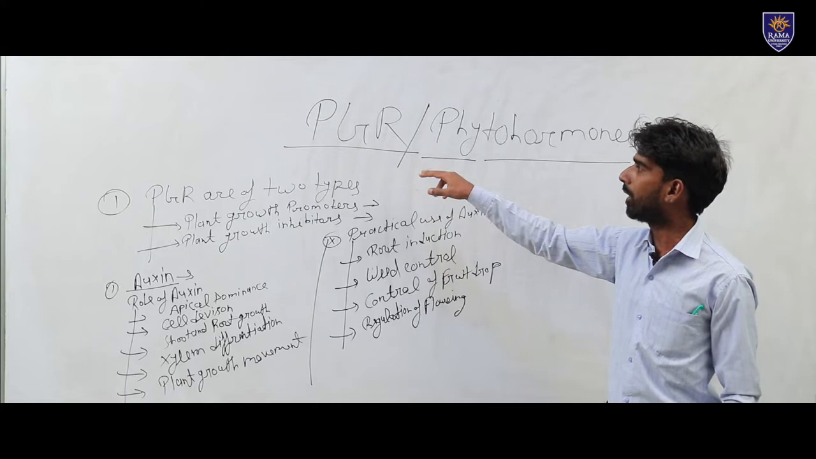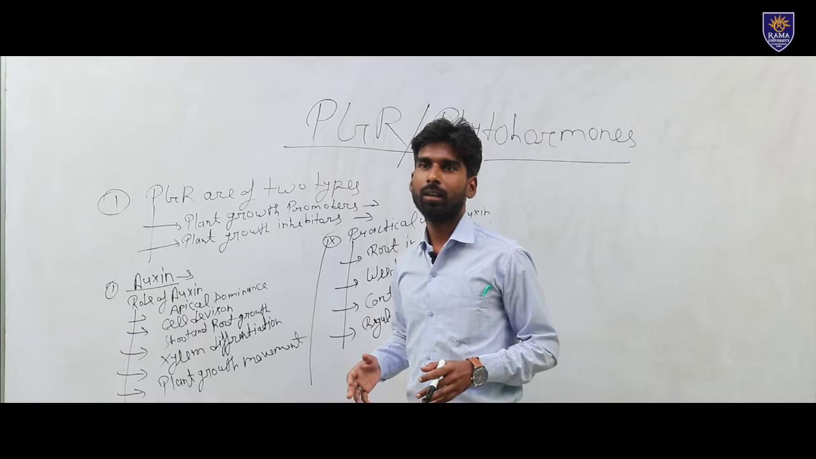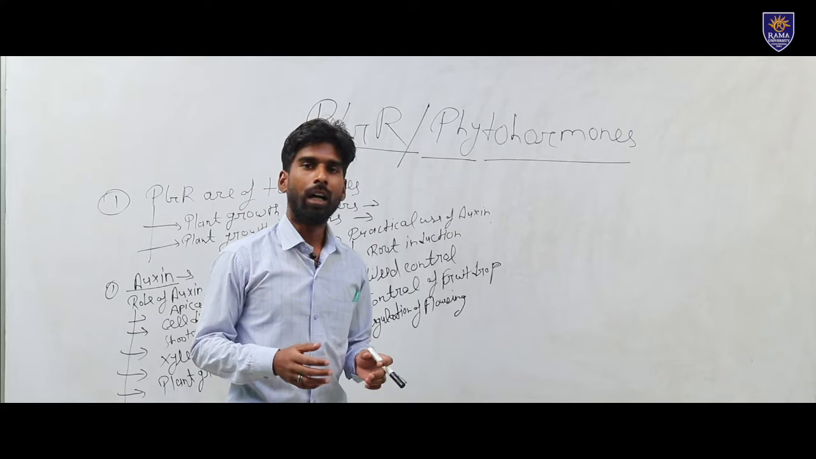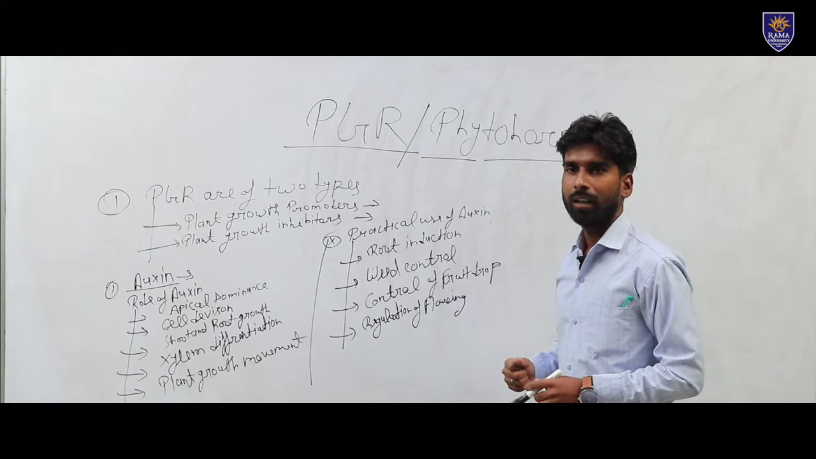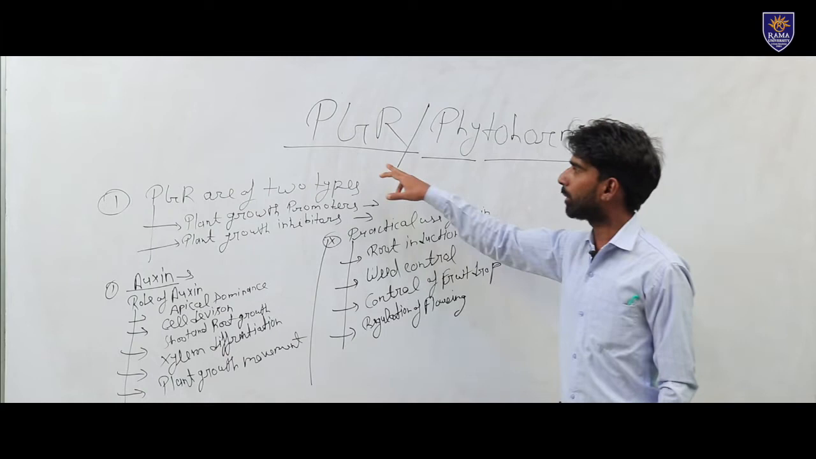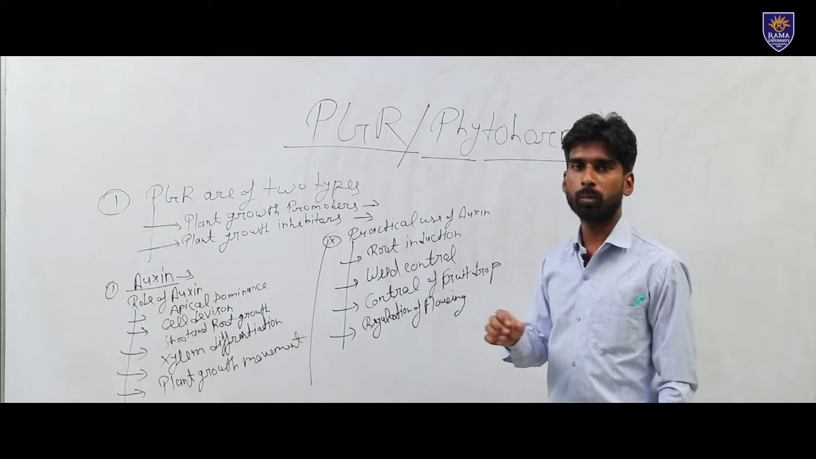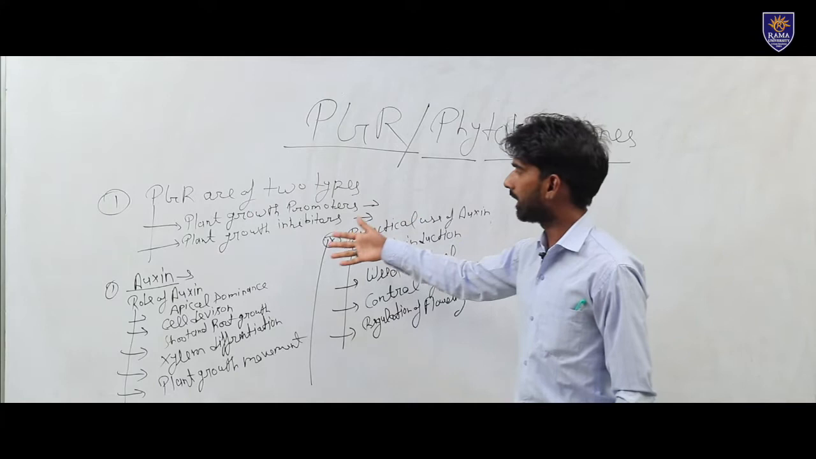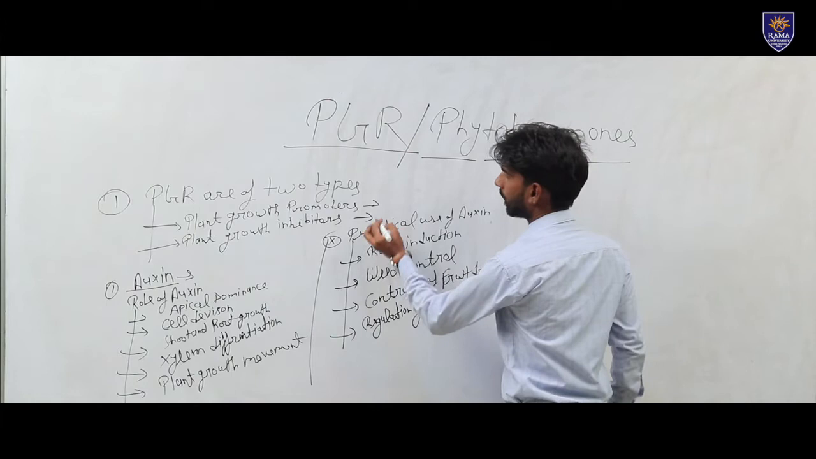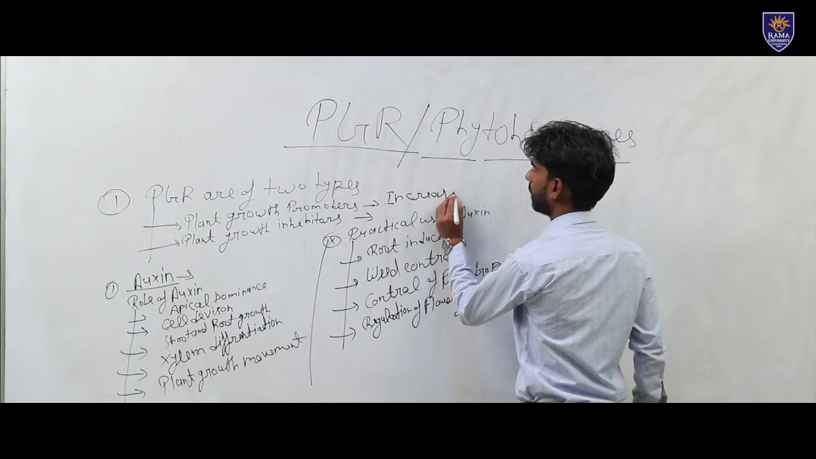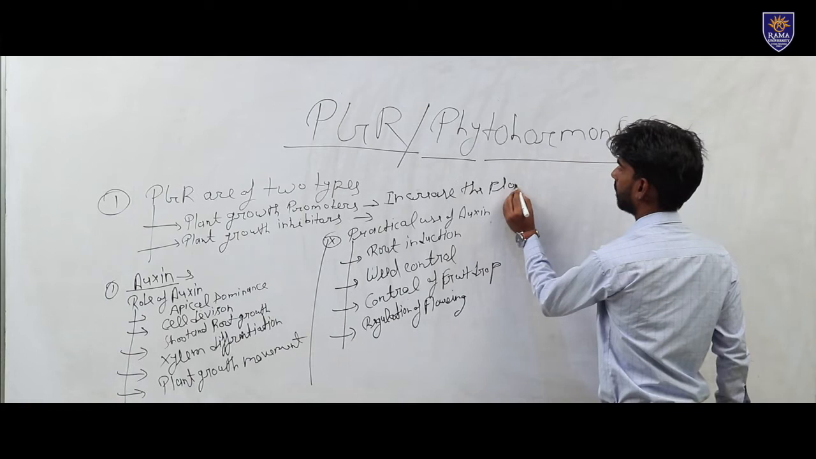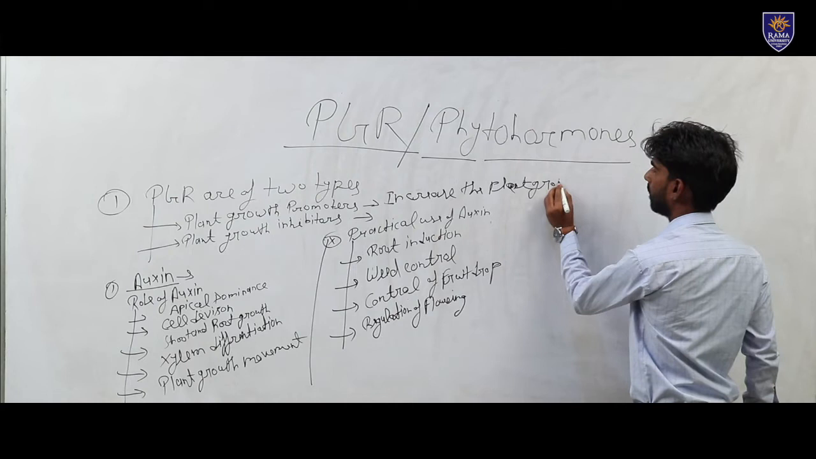What is PGR? PGRs are natural, produced by plants, or synthetic, prepared in the lab. So PGRs are divided into two types. First, I will talk about plant growth promoters. What are plant growth promoters? Those regulators which increase plant growth are known as plant growth promoters.